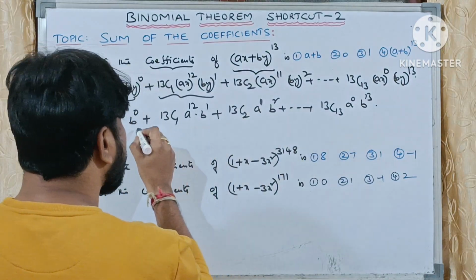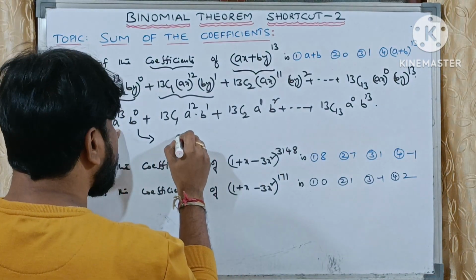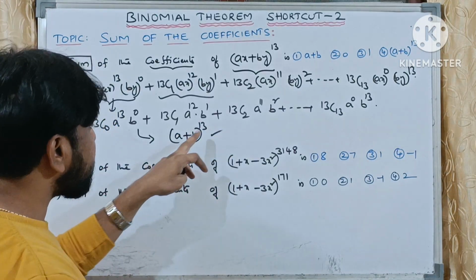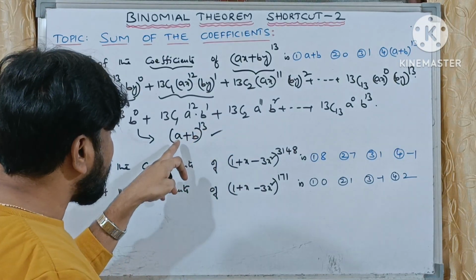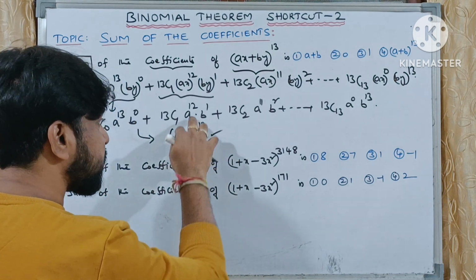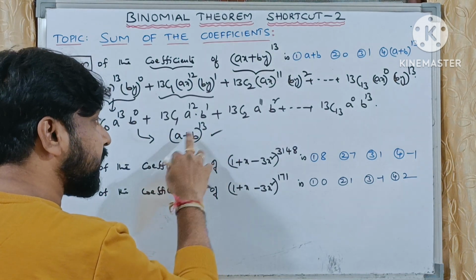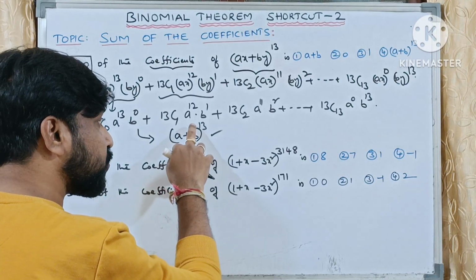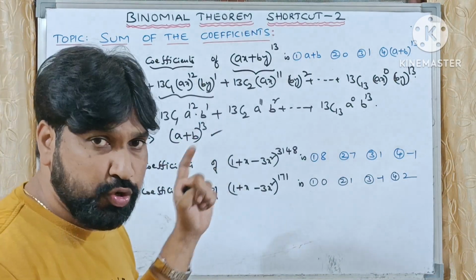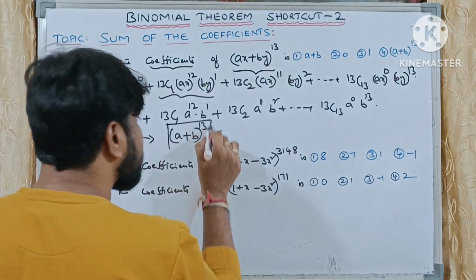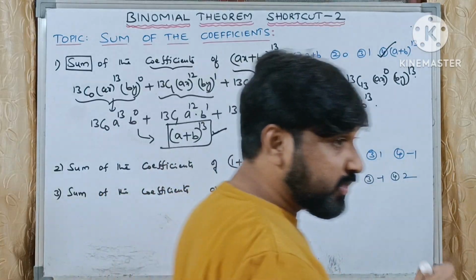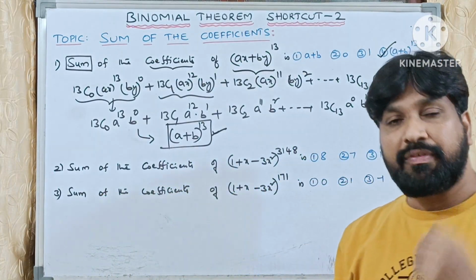As per binomial theorem terminology, this can be written as (a + b)^13, friends. How is this? The first one is 13C0 a^13 b^0, then 13C1 a^(13-1) b^1, plus 13C2 a^(13-2) b^2, plus so on, plus 13C13 a^0 b^13. So now the final answer is (a + b)^13. This is your answer, friends. Actually this is the method, so I want to reveal the shortcut.